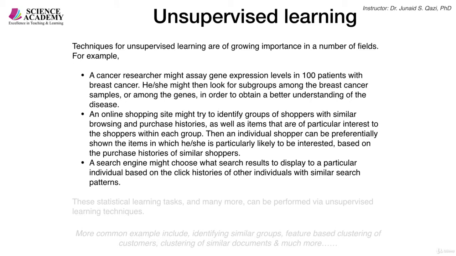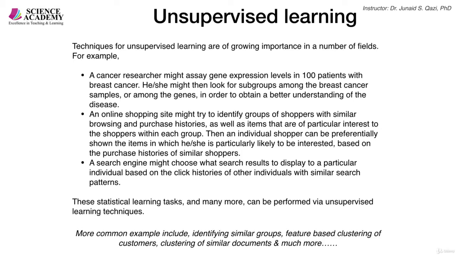Let's think about another common example where a search engine might choose what search results to display to a particular individual based on the click histories of other individuals with similar search patterns. These statistical learning tasks and many more can be performed via unsupervised machine learning techniques. Some other very common examples include identifying similar groups, feature-based clustering of customers, clustering of similar documents, and much more. There are tons of examples for unsupervised machine learning.